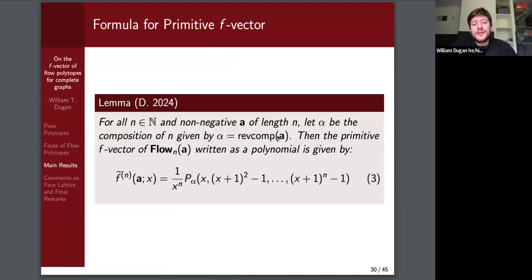Okay, and so our first result is about the primitive f polynomial. First we take our vector A and write it as a composition using this revcomp function. Then our primitive f polynomial is just an evaluation of this special polynomial. And the evaluation is also not too bad. You take x plus 1 squared minus 1, and then in general x plus 1 to the i minus 1. And that's all it is.